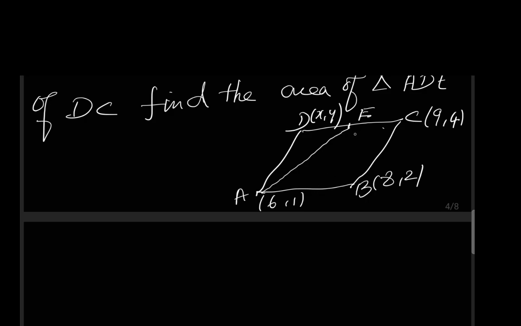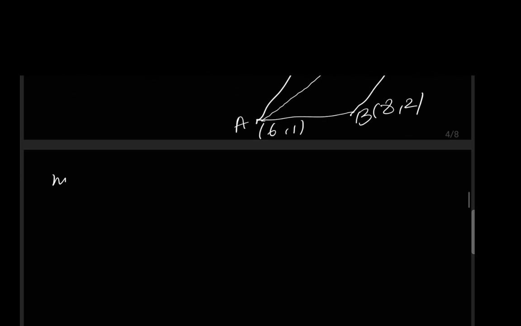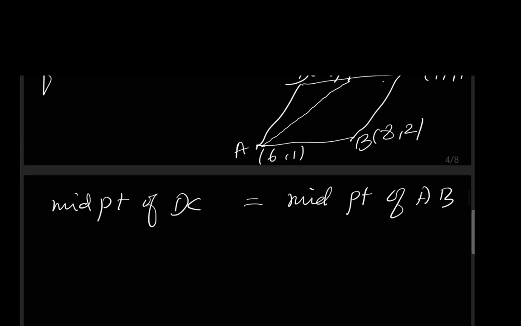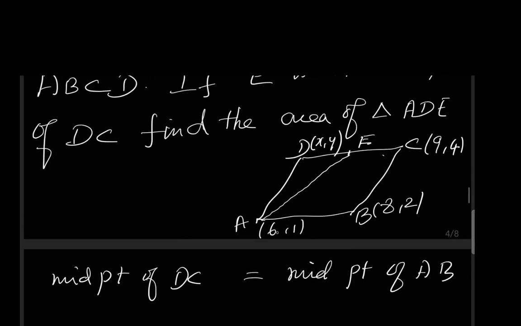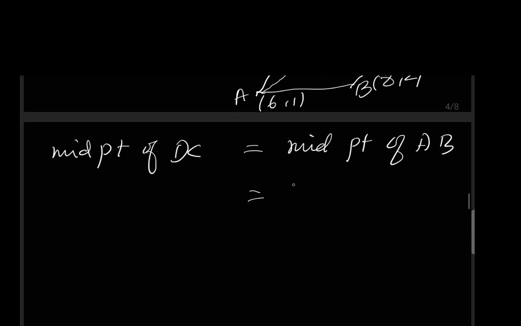See, one property of the parallelogram: the opposite sides are parallel and equal. So in this case, the midpoint of DC is equal to the midpoint of AB. So the midpoint of DC is same as the midpoint of AB. So I can find the midpoint of AB here.